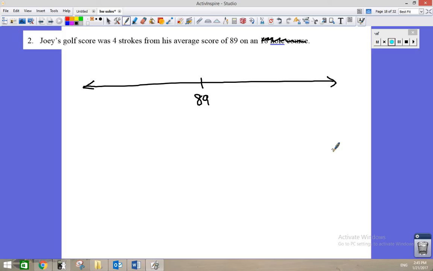Now, it's not telling us whether he was 4 strokes under or 4 strokes over. So he could be out here a distance of 4 strokes above his average. It could have been a bad day, because in golf you want a lowest score. You want to hit it in the hole in a fewer amount of strokes than your opponent. Now, it might have been a good day, and he might have got a score lower than his average score, but we don't know.